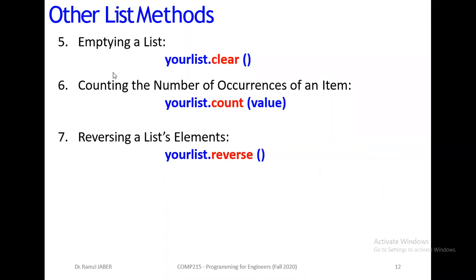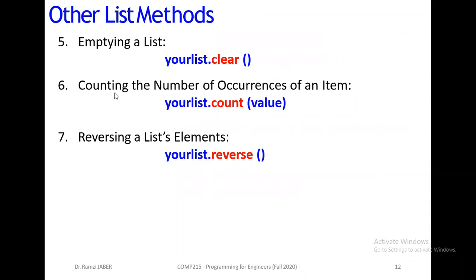Also, we have emptying a list. If you want to clear all the list, just write your list dot clear. So your list will be an empty list. You remove all the items, all the elements inside the list.